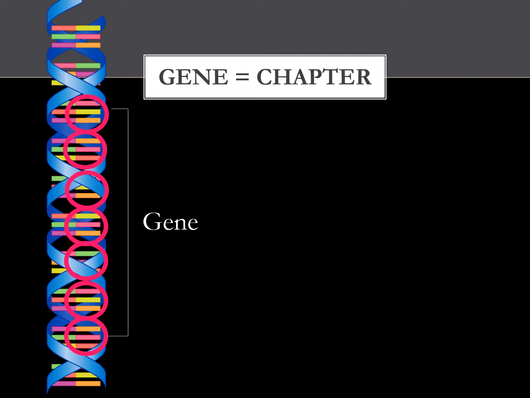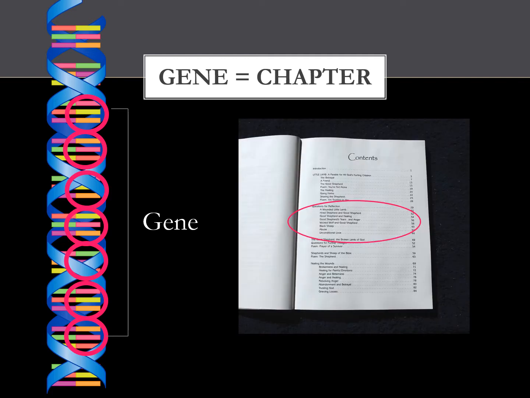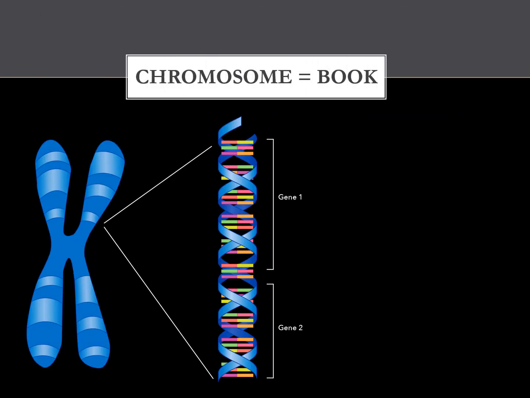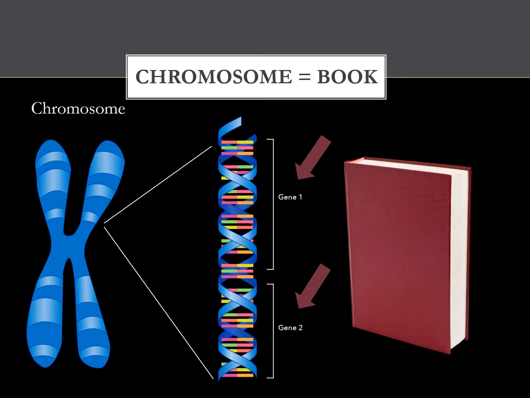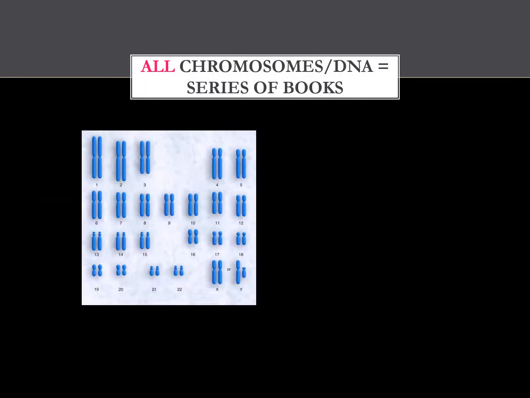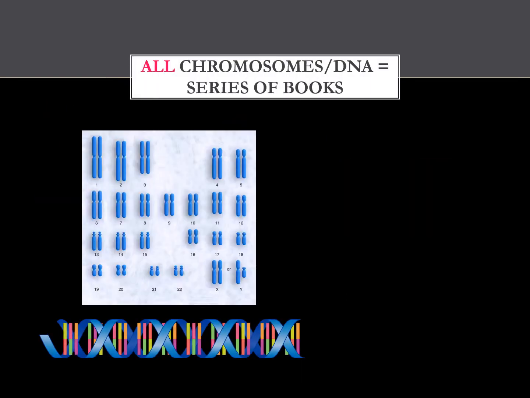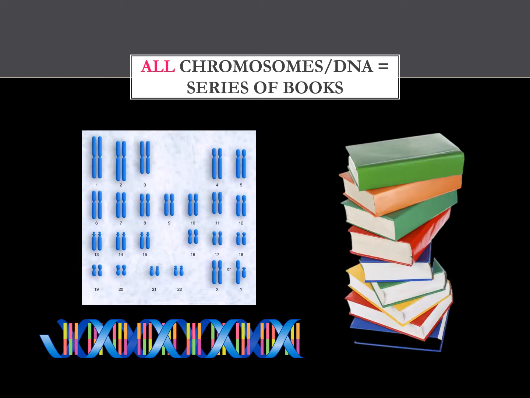If codons are like words, genes are like chapters in a book. A certain sequence of genes makes up a chromosome, which can be compared to a single book. All your chromosomes together, which means all your DNA, could be compared to a whole series of books.